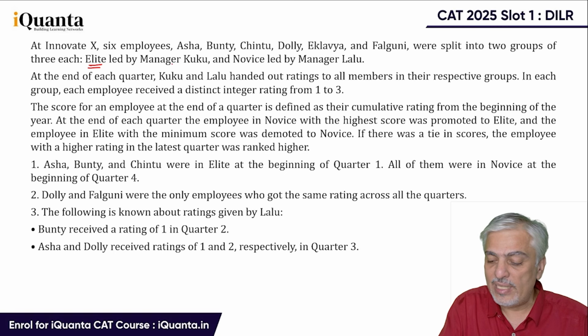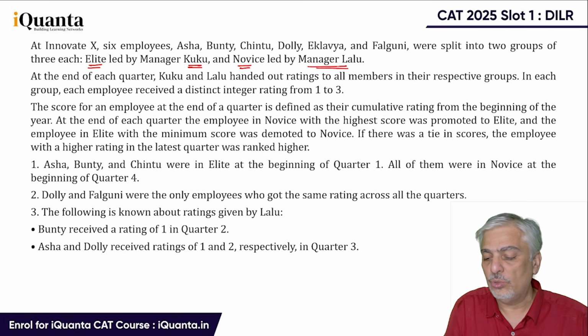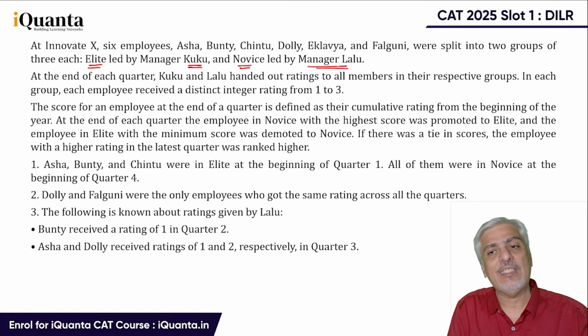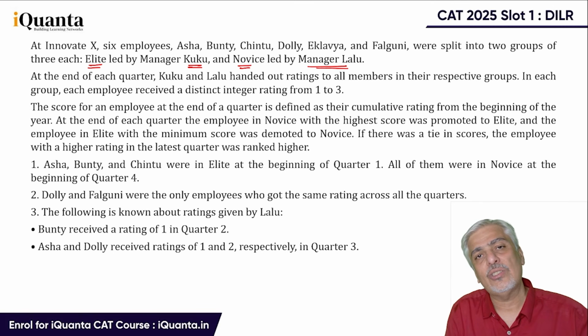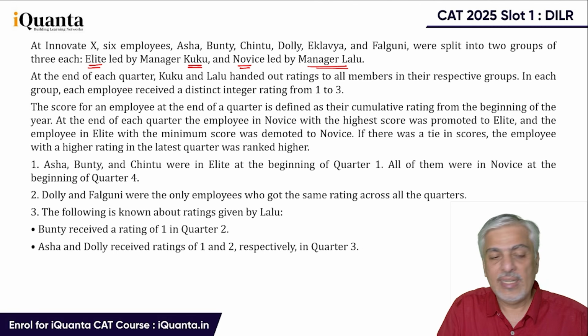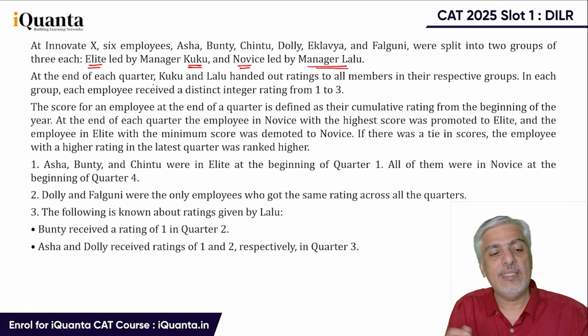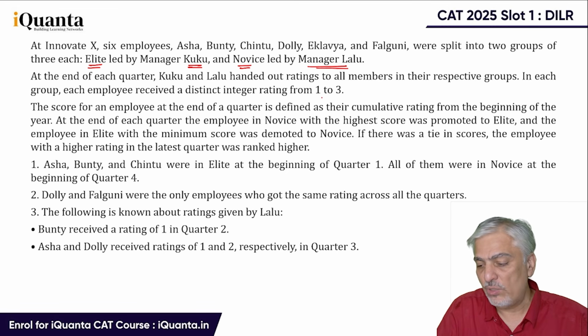Elite is one group led by manager Cuckoo, and Novice is another group led by manager Lalu. So Elite and Novice, the names kind of tell what it is. Elite means all the good people, Novice are slightly weaker people. At the end of each quarter, Cuckoo and Lalu handed out ratings to all the members in the respective group. In each group, every employee received a distinct rating from 1 to 3. That means there were only 3 people and they got 1, 2 or 3.